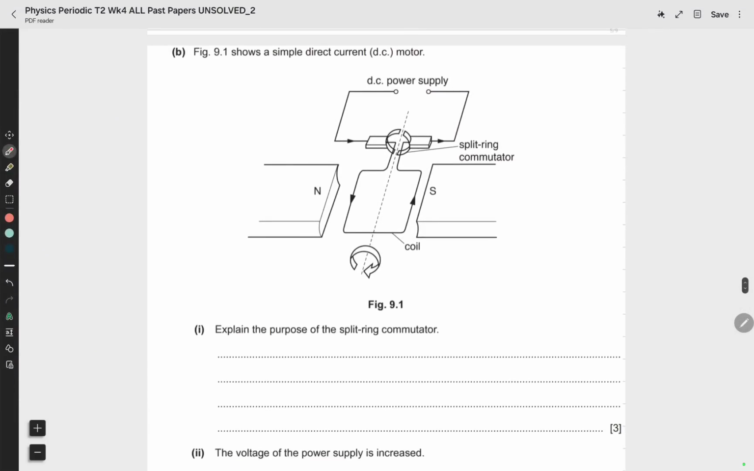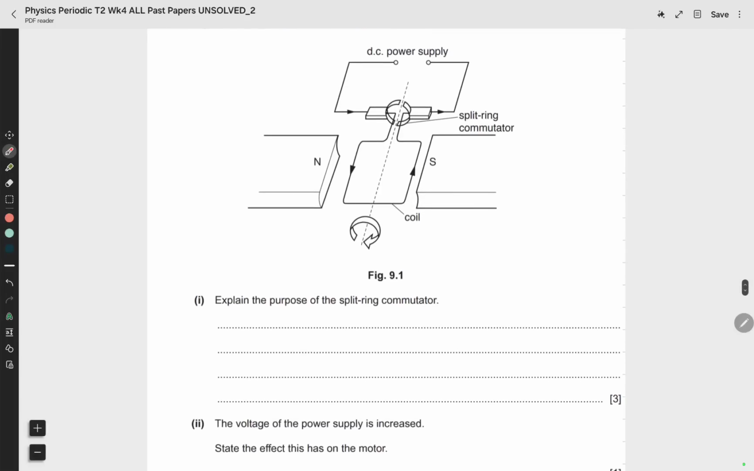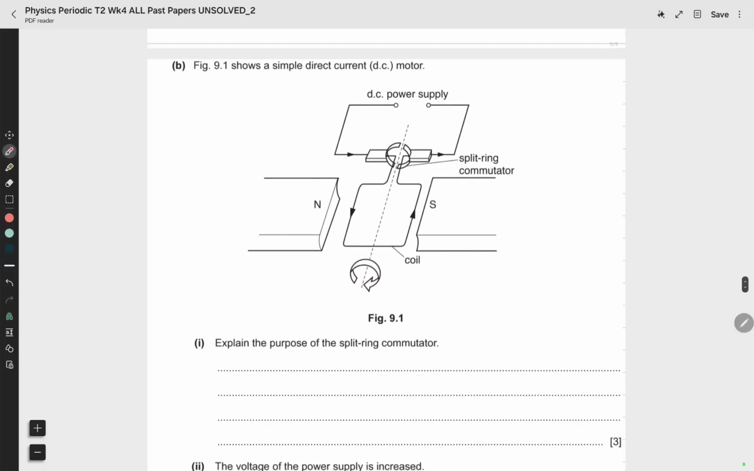Question part B. Figure 9.1 shows a DC motor. Explain the purpose of the split ring commutator. This one over here is the DC motor, and this is the split ring commutator. Obviously, the split ring commutator makes sure that the direction of motion is the same, so that the coil keeps on moving in the same direction, right? And how does it do that? It does it by switching polarities every half a rotation.